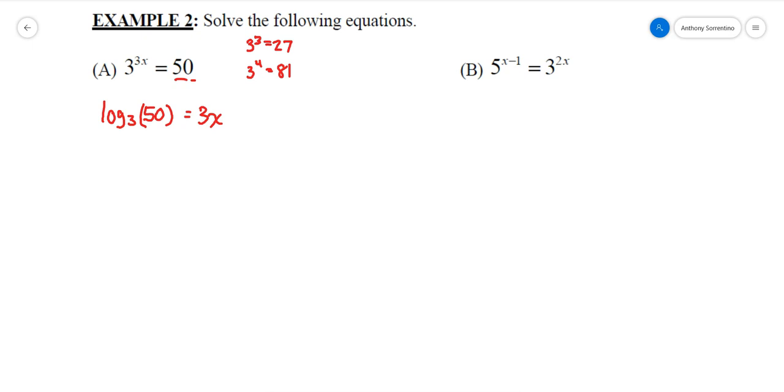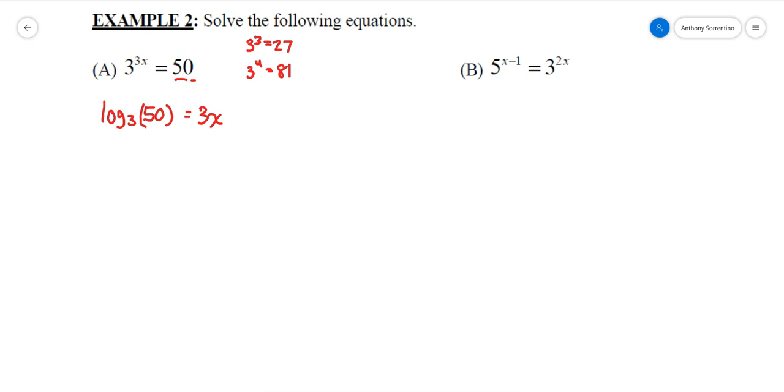How you want to handle it after this point is up to you, but make sure you're communicating what it is you're doing. If you have the ability to do a log base 3 of 50 on your calculator, by all means, you can get the evaluation of that and say, okay, well, I would just divide both sides by 3 at that point and say, okay, there you go.